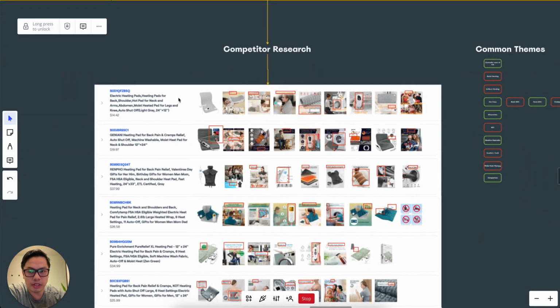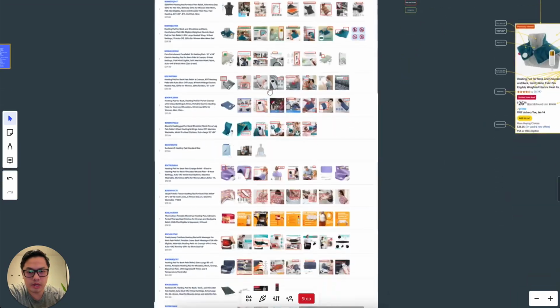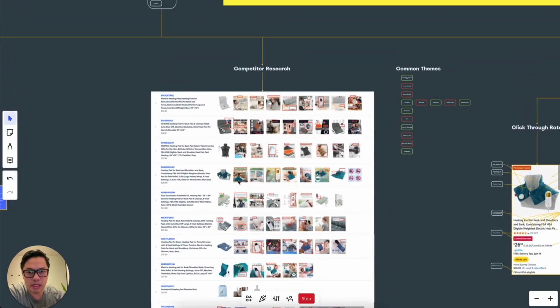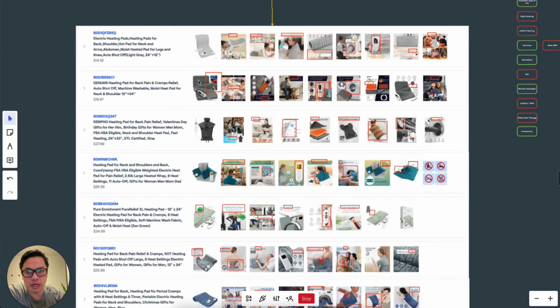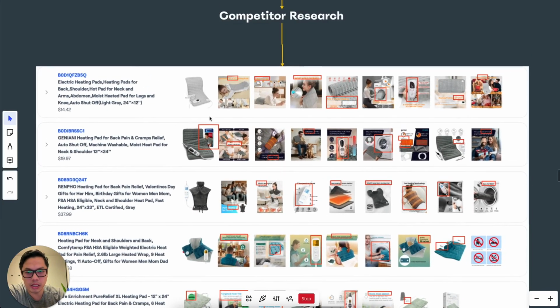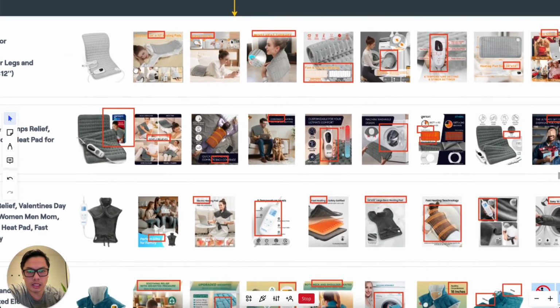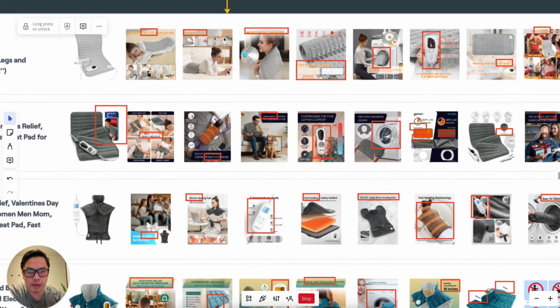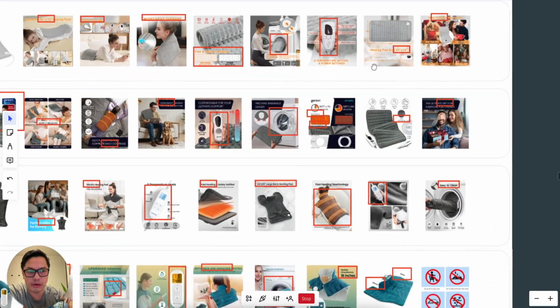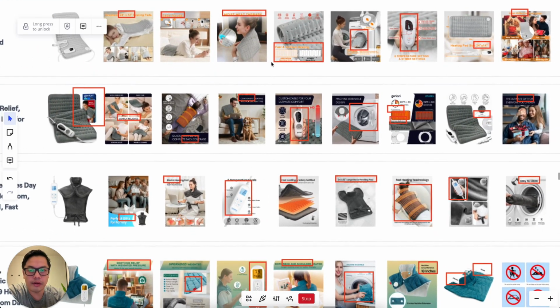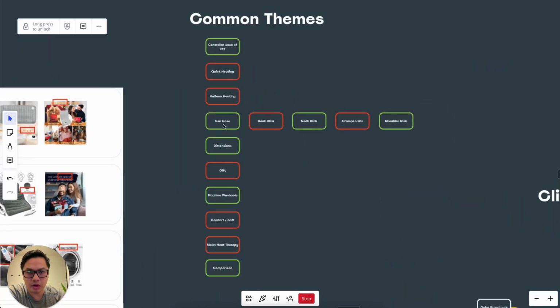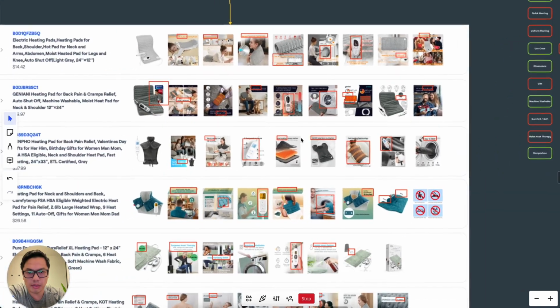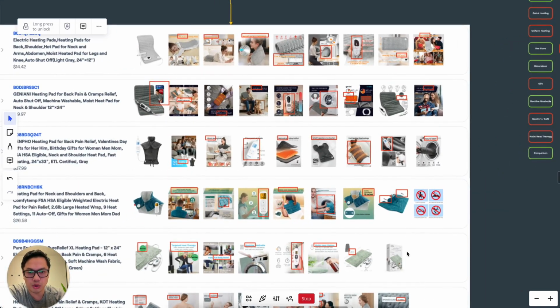Okay, so customer research. This screenshot here is directly from Jungle Ace. We essentially specify all the competitors for this niche. And from here, what I like to do on this screen in particular is look at every single one of my competitors, their main image and their secondary images, and identify what they are talking about. From there, I will make a list of all the common themes that people are talking about, what the competitors are showing here.